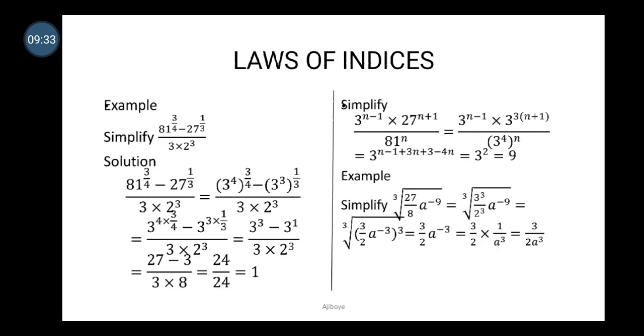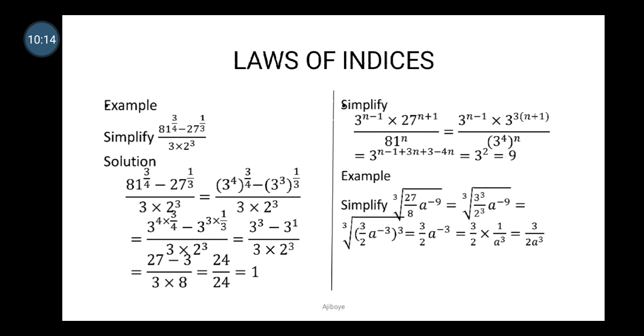Let's take other examples. Simplify 81 raised to power 3 over 4 minus 27 raised to power 1 over 3, all over 3 times 2 raised to power 3. 81 is 3 raised to power 4. 27 is 3 raised to power 3. So if you replace 81 by 3 raised to power 4 and 27 by 3 raised to the power 3, then we have open bracket 3 raised to the power 4, raised to the power 3 over 4, minus 3 raised to the power 3, raised to the power 1 over 3, over 3 times 2 raised to the power 3.